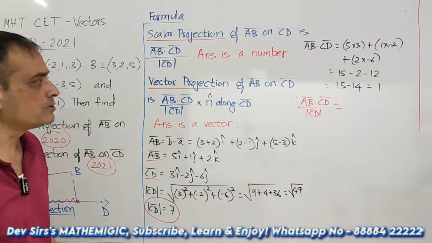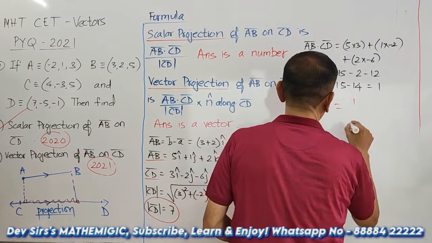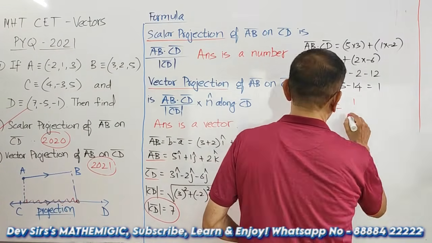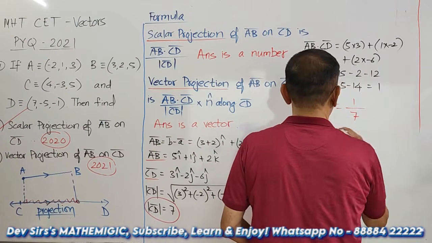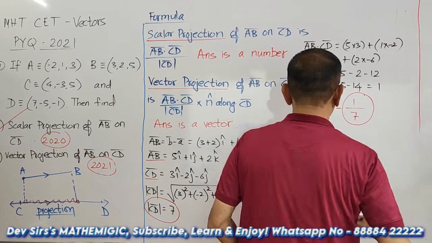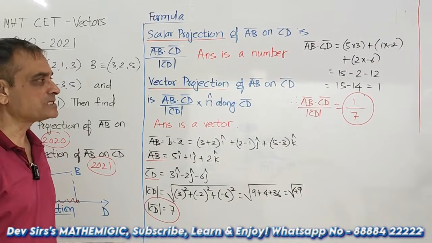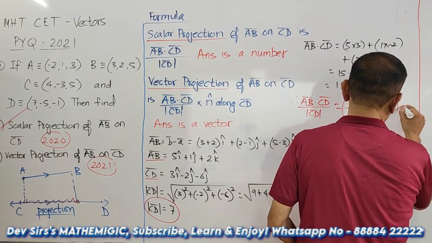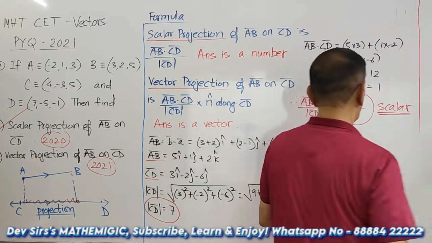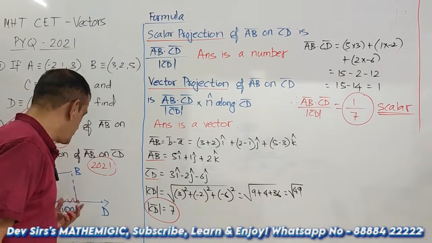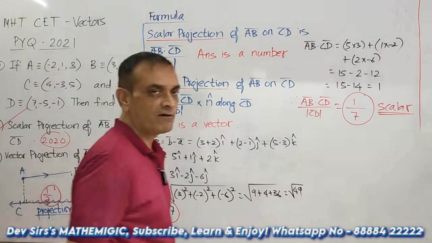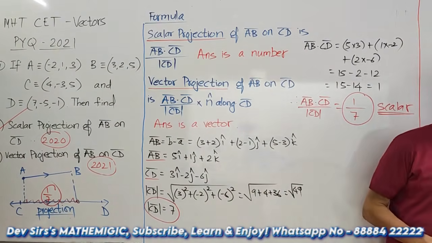Just substitute the values. AB dot CD is 1. Magnitude of CD is 7. This is our answer, 1 upon 7. It is just a scalar. So this is the measure of the projection. This projection is 1 by 7. There are no units. You just have to write the scalar number.